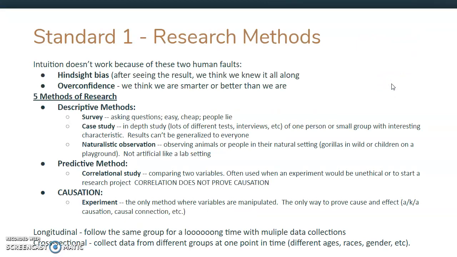For standard one, it's pretty simple. You want to make sure you know the difference between hindsight bias and overconfidence. Hindsight bias is when we think we've always known it. So we see the result and they're like, I knew that. That's hindsight bias. Overconfidence is just when we think we know more or we're smarter than we actually are. So those are pretty easy. The reason that we do research is so that we can overcome the hindsight bias and the overconfidence.